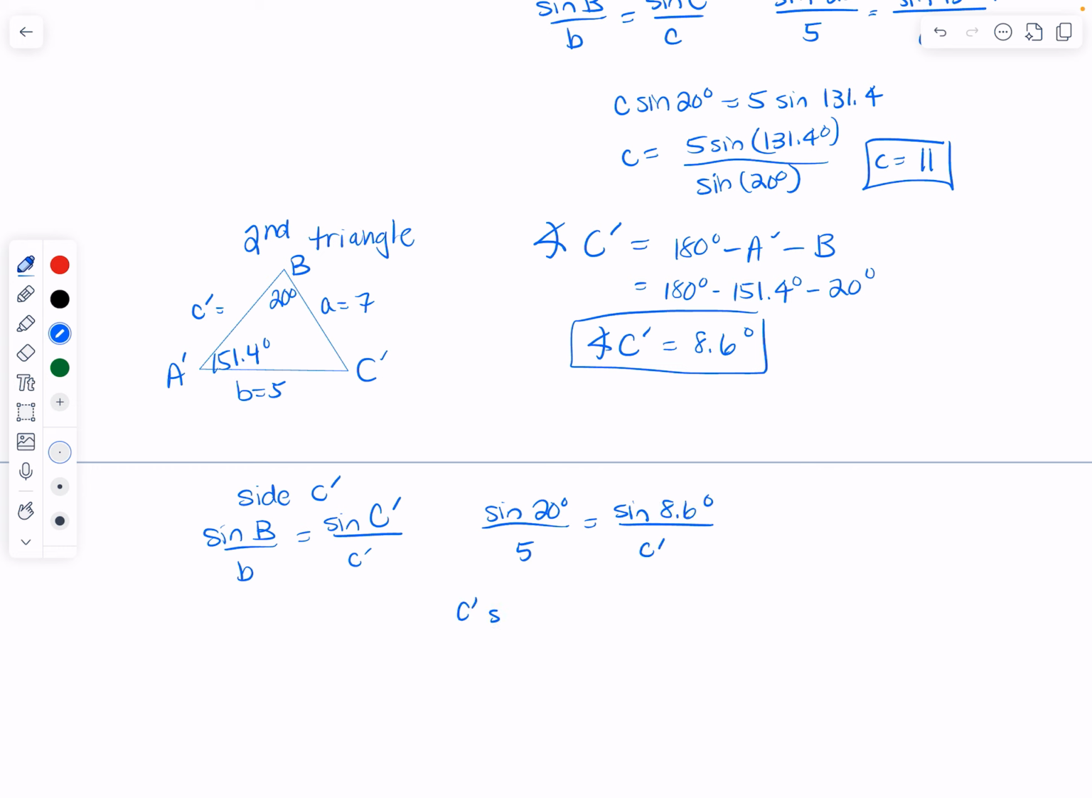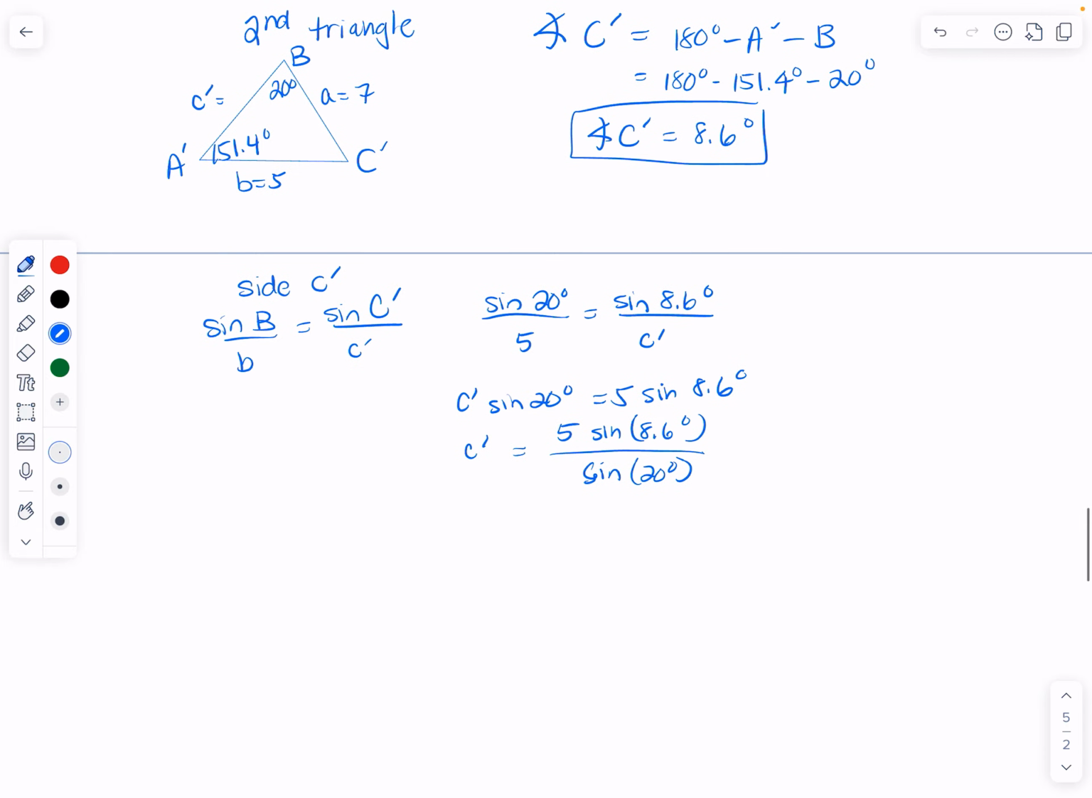So C prime times sine of 20 degrees equals 5 times sine of 8.6 degrees. C prime therefore is equal to 5 times sine of 8.6 degrees all over sine of 20 degrees. I'm going to erase that and redraw it. In your calculator, use parentheses for the numerator: 5 times sine of 8.6 divided by sine of 20 degrees. And when I plug that in, I get C prime equals 2.2.